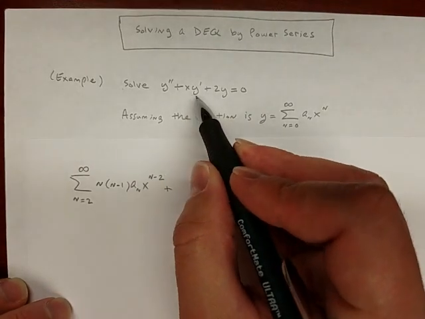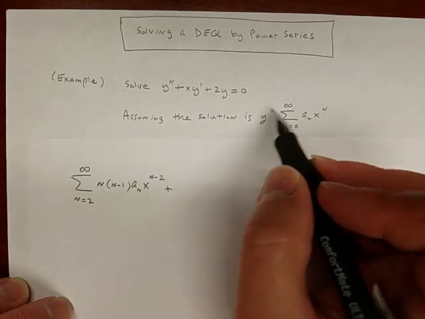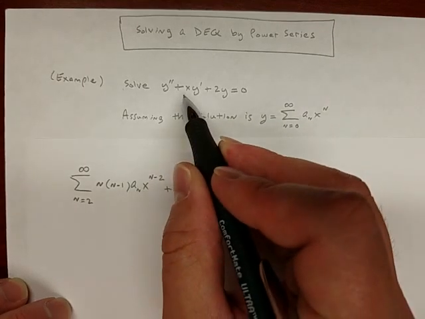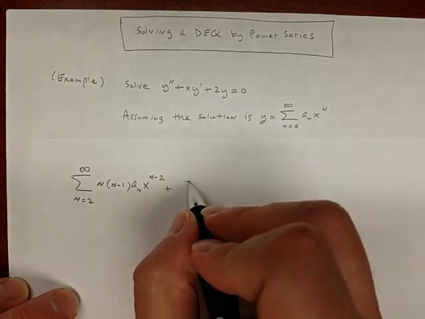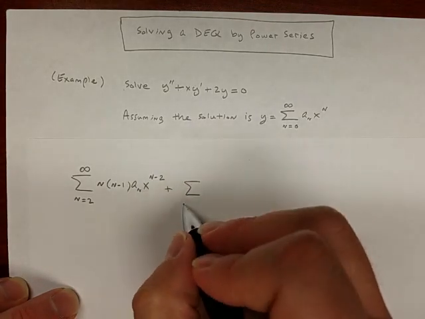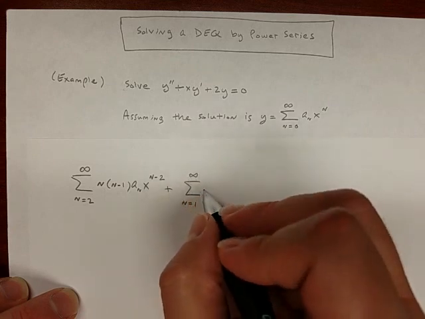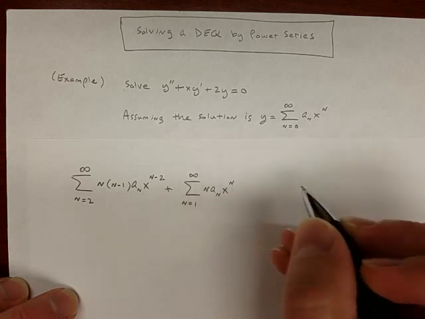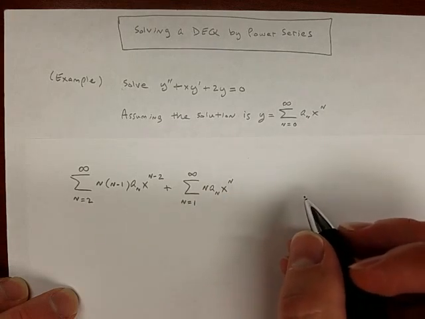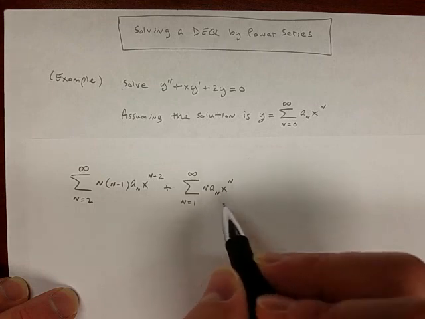And what's x times y prime? Well, let's say you use rules of calculus and you find y prime, and then you multiply every term of this series by x. Here's what you'll get. Series from 1 to infinity of n a_n x to the n. Okay? So that's xy prime right there. That's not y prime, that's xy prime.